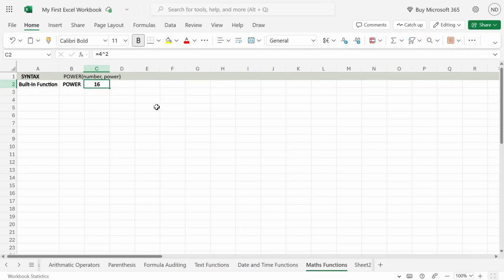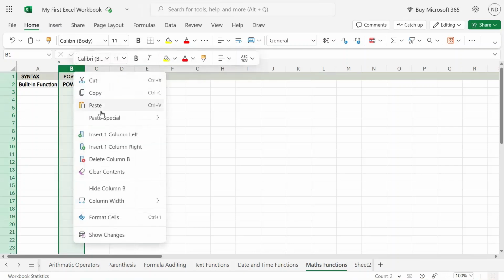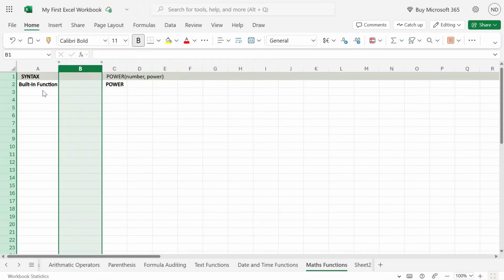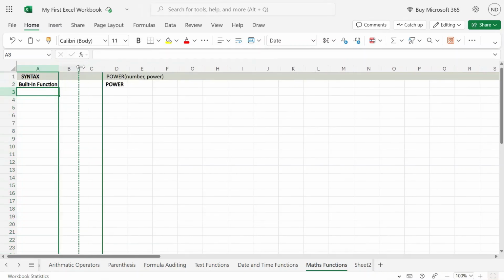The power is the same function that we used as a mathematical operator. If you have visited my previous videos on mathematical operators, you can see that I have shown you this particular operator which gives you the power of a particular number. So if I want to make it cube, it will give me 64. The same way we have this inbuilt function called POWER, which can be used to get the number of times that a particular number has to be multiplied.